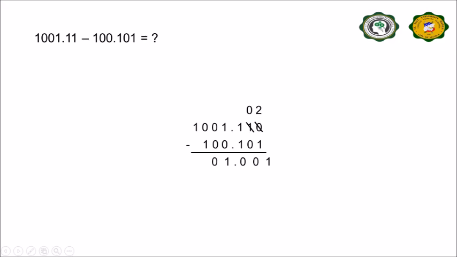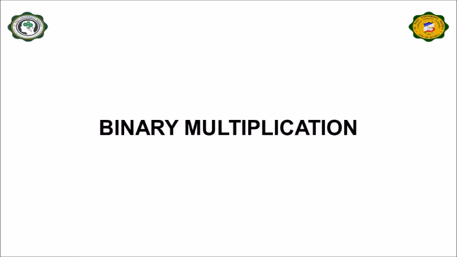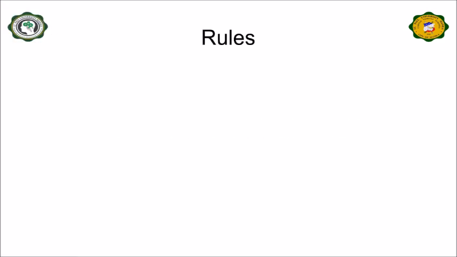Again, 1 is beside 0, cancel them out both, and then 1 will become 0 and 0 will become 2. So 2 minus 1 is 1. And the final answer will become 101.001.